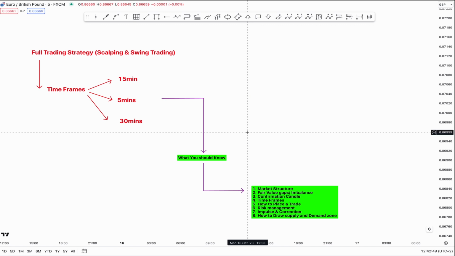You should understand the market structure. You should also understand the fair value gap and imbalance, and a confirmation candle that will confirm when the price is ready to move or how you're going to enter the market. Time frames, how to place a trade, risk management, impulse and corrections, and finally how to draw supply and demand zones.